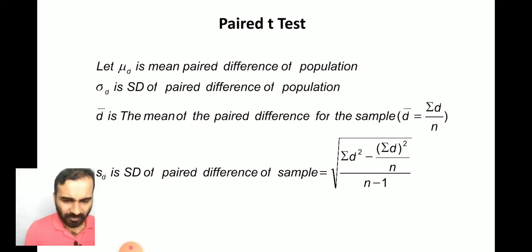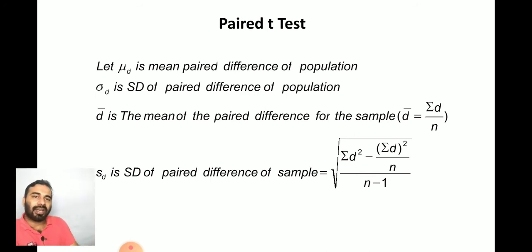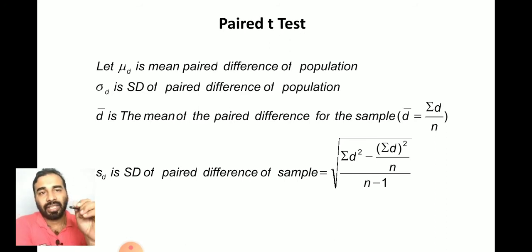So how to find d bar? It is nothing but sigma d divided by n, just an average. And how to find the standard deviation? It is the square root of sigma d square minus sigma d whole square divided by n, all divided by n minus 1. This would be the standard deviation of the sample. Clear? So we are just giving some notations and their equations.